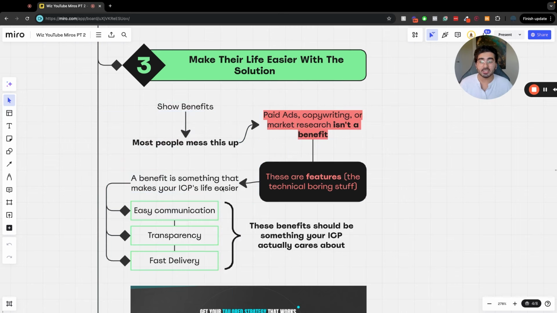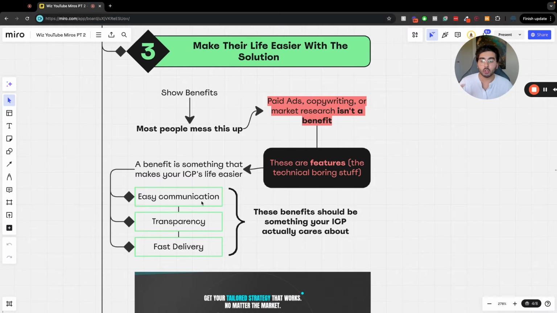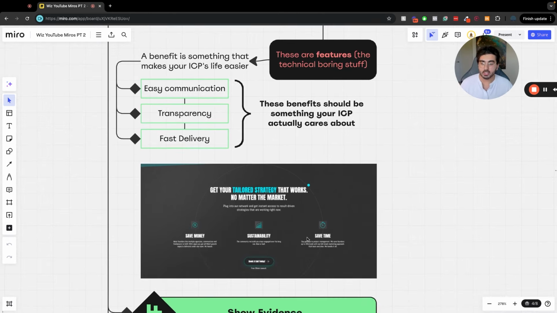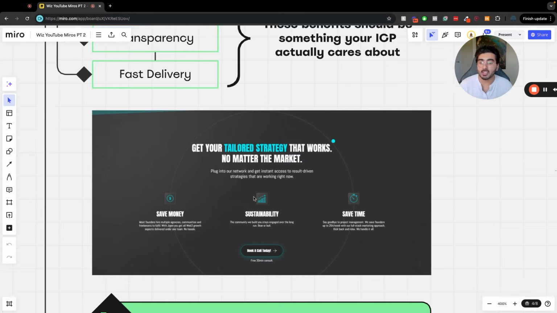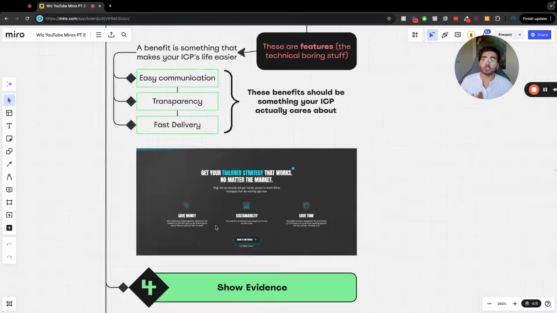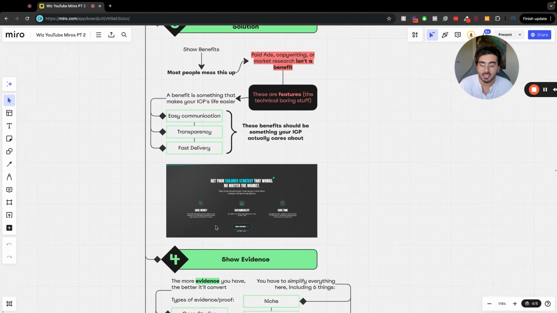So a benefit is something that can make your ICP's life easier. Easy communication, transparency, fast delivery. These benefits should be something your ideal customer profile actually cares about. So look at this example. Get tailored strategies that work no matter the market. Save money, sustainability, and save time. We're talking about the end outcome people are receiving because of the service's deliverables.